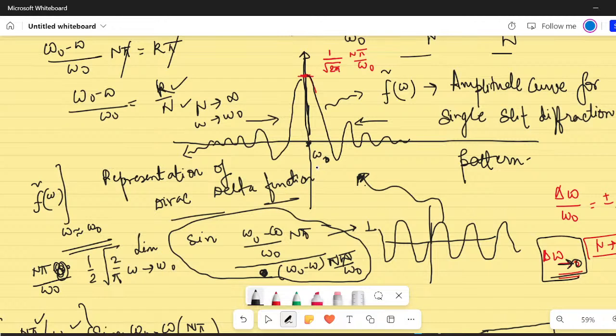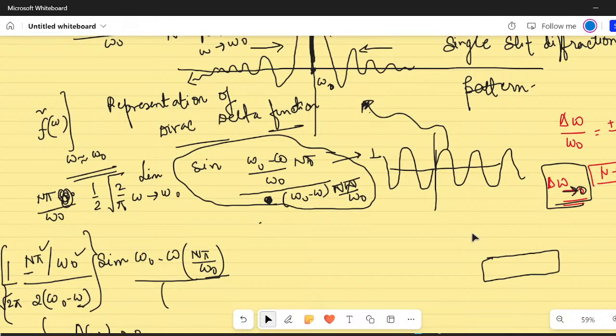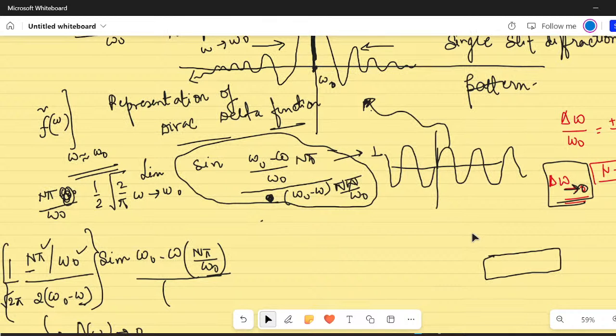Okay, so this is kind of the central maxima. Most of the contribution is coming from the central maxima, and beyond the central maxima you'll not have a contribution. So if n is made larger, then outside the central maxima you will not have much of the contribution. I hope I'm able to make sense. If you feel there is some difficulty that you're not able to understand, kindly let me know in the comment section.